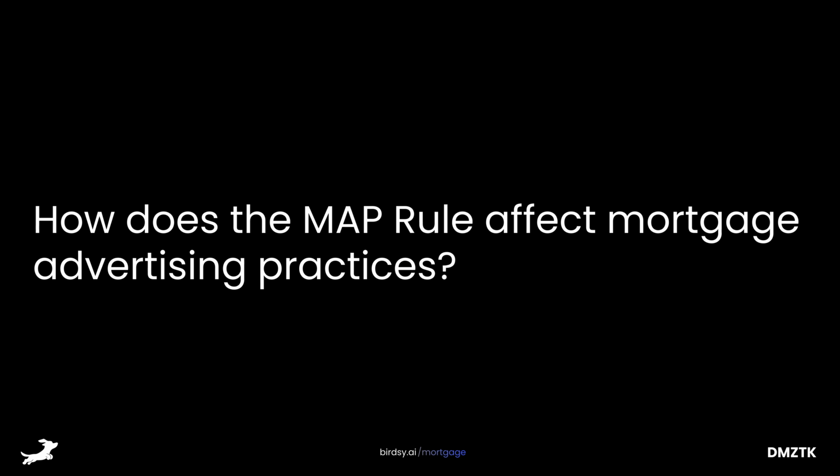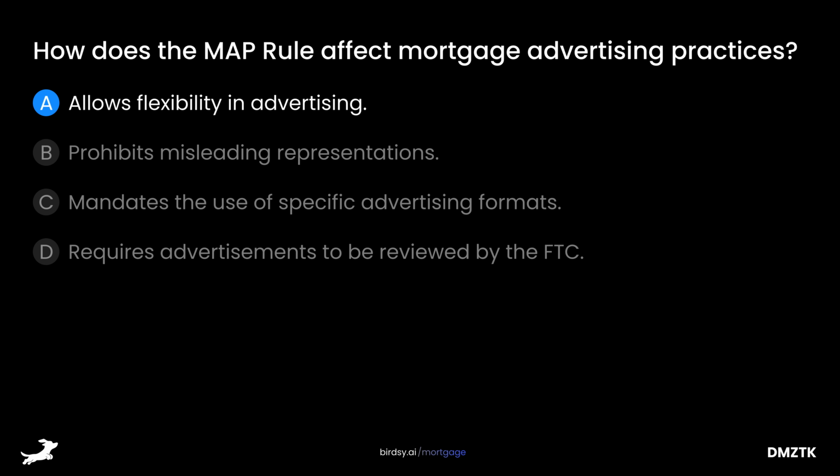How does the MAP rule affect mortgage advertising practices? Is it A, allows flexibility in advertising, B, prohibits misleading representations, C, mandates the use of specific advertising formats, or D, requires advertisements to be reviewed by the FTC? The answer is B, prohibits misleading representations.